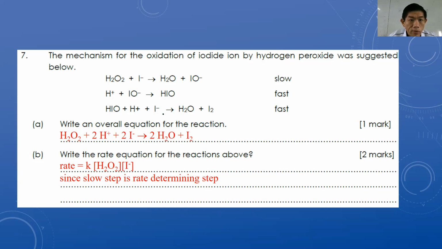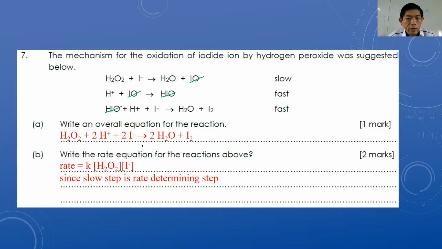So you have to compare between the 3 equations. So let's together find out which one and which one can be cancelled. Eventually you see that IO minus can cancel with IO minus. What else? HIO can cancel with HIO. So at the end of the day, what do you get? You get H2O2 plus 2H plus 2I minus give 2H2O plus I2.